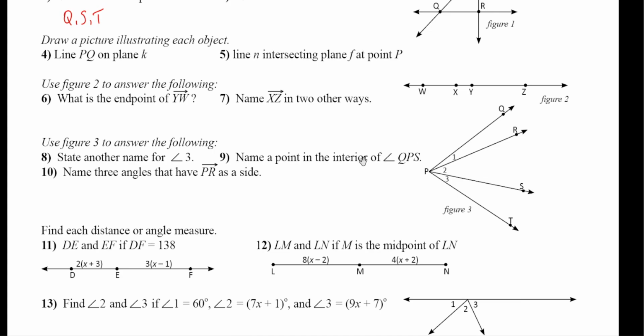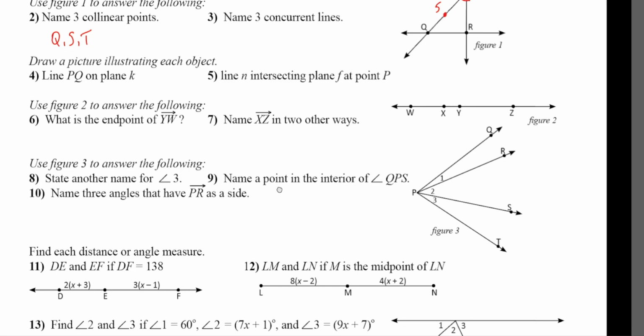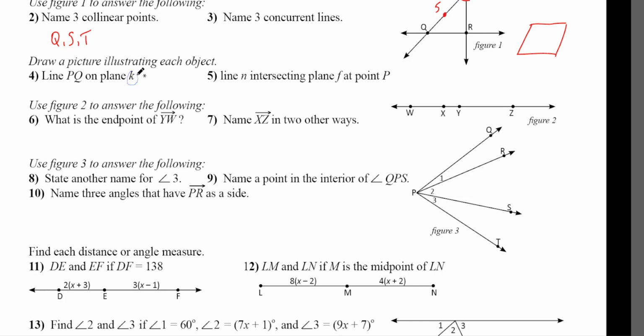Draw a picture. Okay, I don't have much room over here, but I'll try to slide it in. Line PQ on plane K. How do I draw a plane? It looks like this, correct? How do I name the plane? It says plane K. It's a lowercase K. Where do I put it? It can be in any corner, doesn't matter. Since you said left, we can put it there. Don't put it out here. If you put it out there, I'm not going to give you credit for it, okay? If you put it in here, it's good to go.